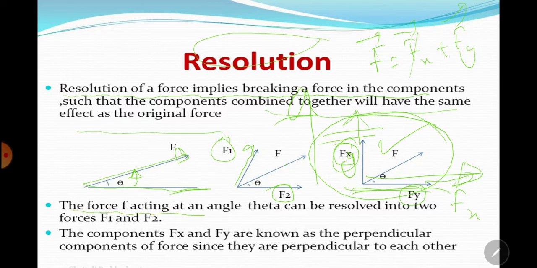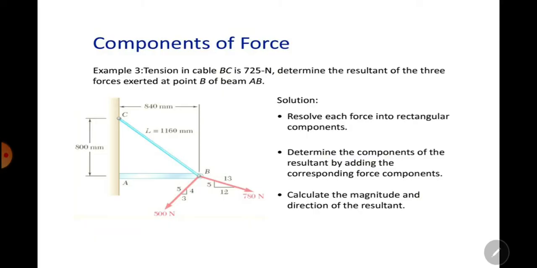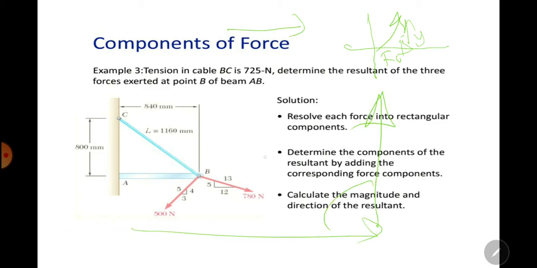The force, if acting at an angle theta, can be resolved into the forces F1 and F2. F1 represents the y component and F2 represents the horizontal component. And these components must be perpendicular to each other. For example, this is a vector. This is y-axis and this is x-axis. This is Fx and this is Fy. So one component is along this direction and the other component is in this direction, so they are mutually perpendicular. The angle is 90.